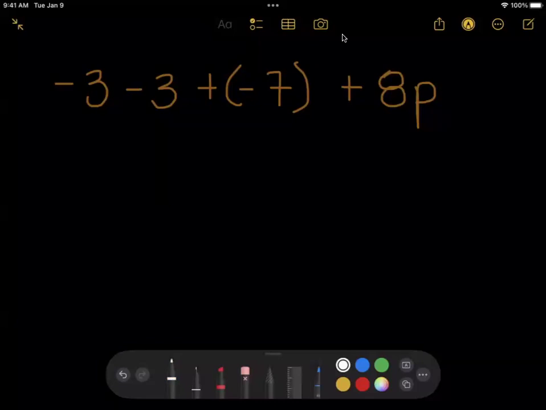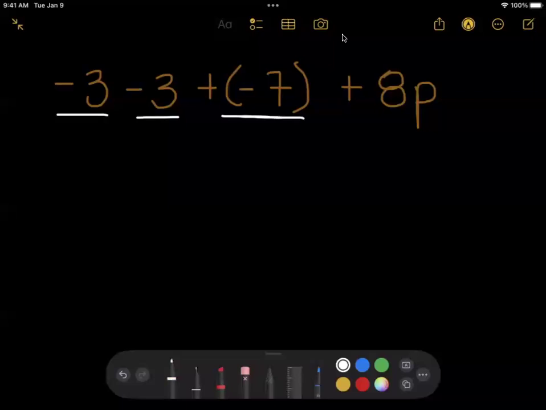So what we're going to do here is go through and see if we can identify the terms that are like each other. -3 is an integer with no variable, so that is a term that is like -3, which is also an integer with no variable, plus -7, which is also an integer with no variable. Now, I didn't underline the 8p because the 8p has a variable. So that is not considered to be a like term with the other three terms I've underlined.